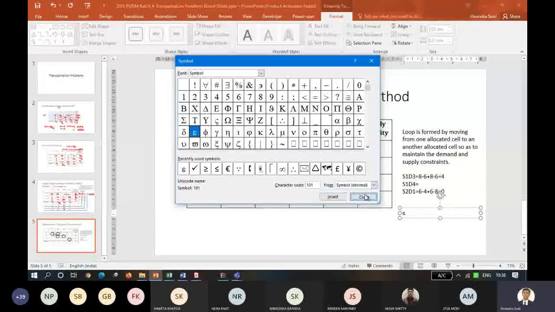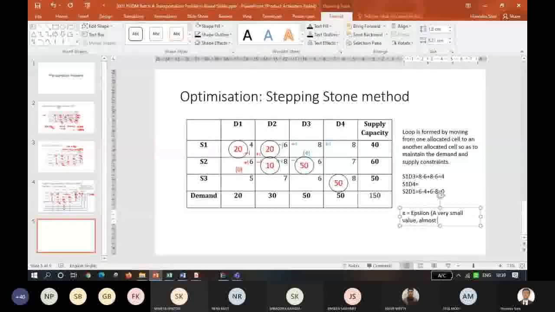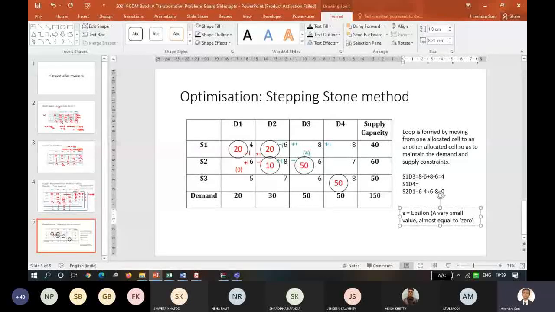So epsilon is a very small value, almost equal to 0, but not 0, and indicates an allocation.